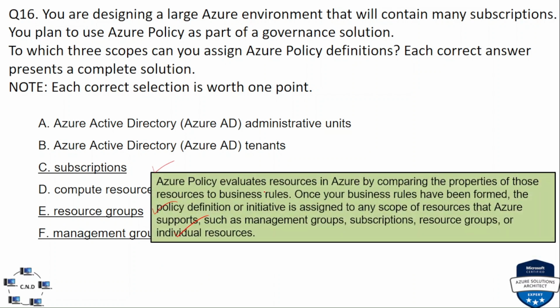So the Azure policy evaluates resources in Azure by comparing the properties of those resources to business rules. Once your business rules have been formed, the policy definition or initiative is assigned to any scope of resources that Azure supports, such as management groups, subscriptions, resource groups, or individual resources.